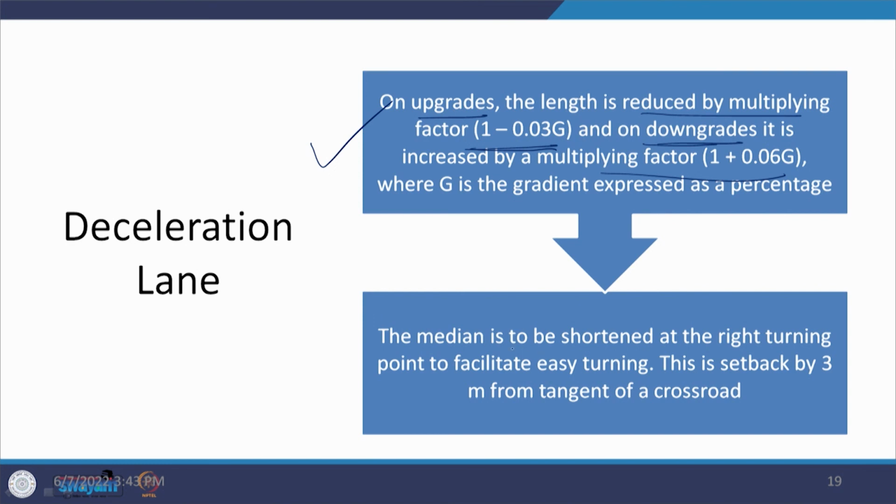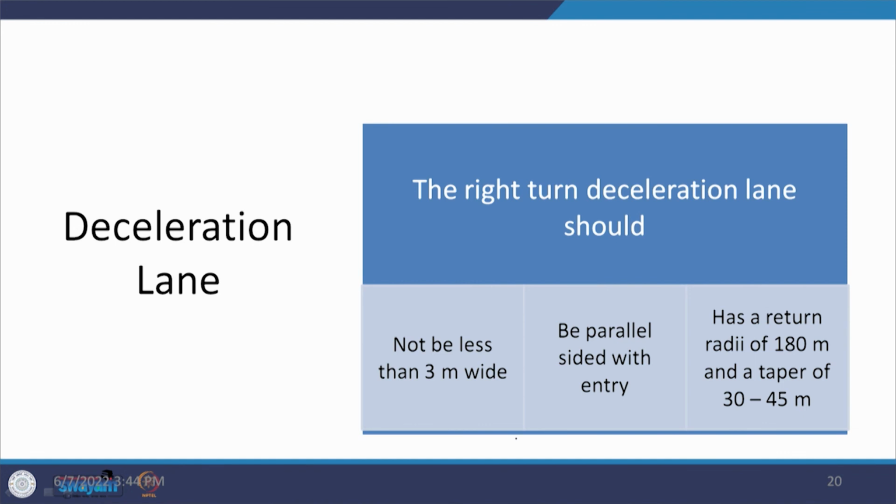Now, the median is to be shortened at the right turning point, and this is set back by 3 meters from the tangent of a crossroad. This is the same thing, as I said, we are going to discuss further. I will show you in one of the diagrams further on. The right turning deceleration lane should not be less than 3 meters wide. It should remain parallel with the entry and should have a return radius of 180 meters with a taper of 30 to 45 meters. So, we have already discussed these things.